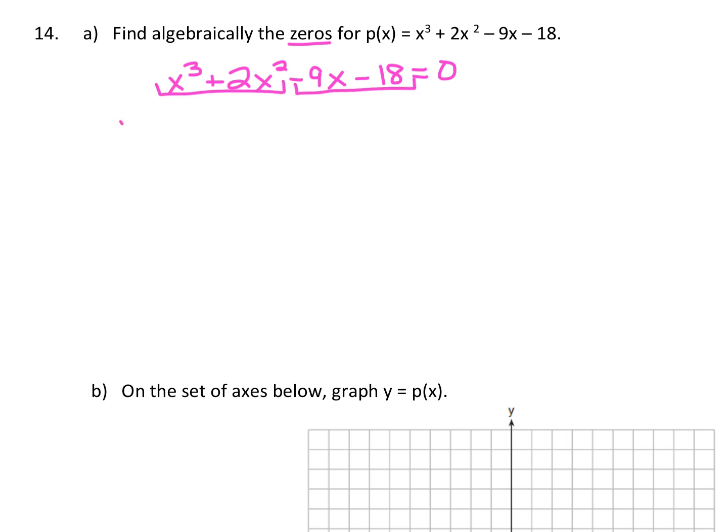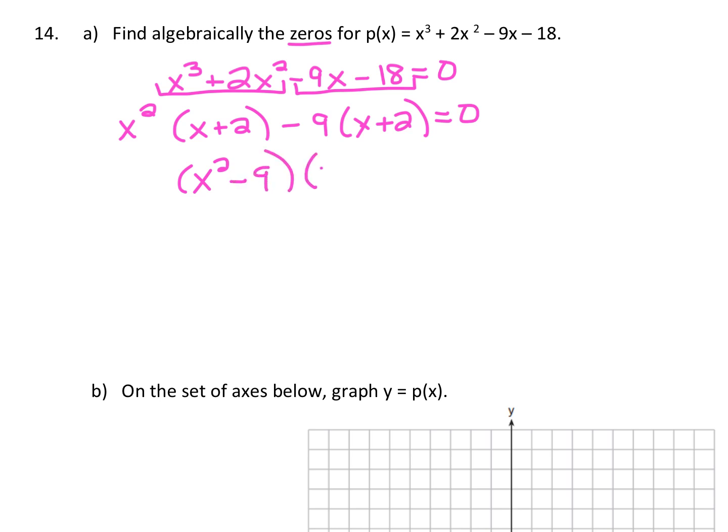Out of the first 2 terms, we pull out an x squared, which would leave us with x plus 2. And out of the next 2 terms, we could pull out a negative 9, which would leave us with x plus 2. And since these both say x plus 2, we could take what's in front of them, the x squared minus 9, and make that our first factor. And we could rewrite the x plus 2, once and once only, right?